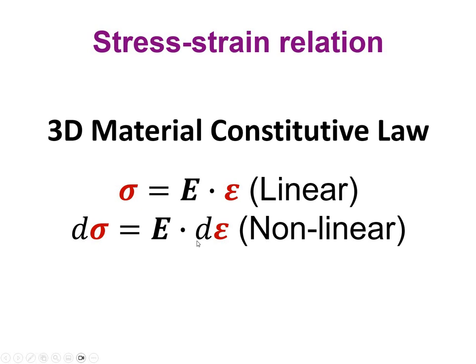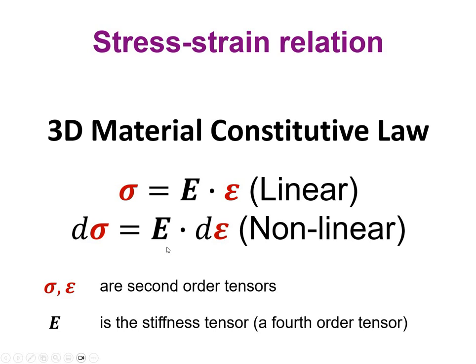So there is a parallelism in here between the one dimension and three dimensions. The only difference is that sigma and epsilon are second order tensors in this case, and actually E, the stiffness tensor, will be a fourth order tensor in this relationship. So the relationship will be more complex in terms of number of components, but we are going to see details about this in a minute.